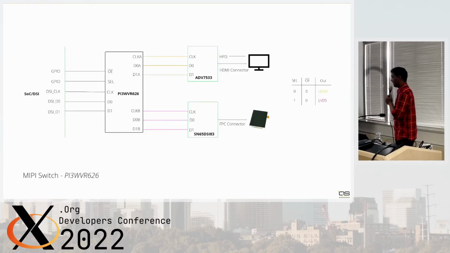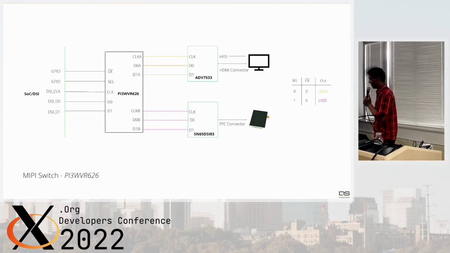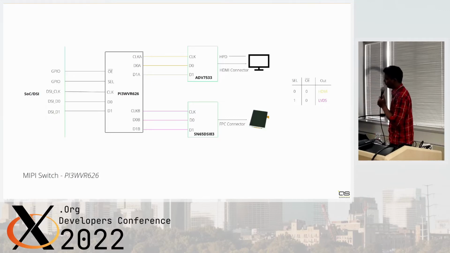This is how a simple switch looks. It is quite simple, no complexity at all. There are two GPIO lines, one is select and another one is output enable. If you want to go HDMI, you need to toggle the select and OE lines, and if you want to go LVDS, you need to untoggle the select and go with output enable. Based on this switch, the customer can implement the ADV7533 bridge for HDMI, and another bridge for LVDS.